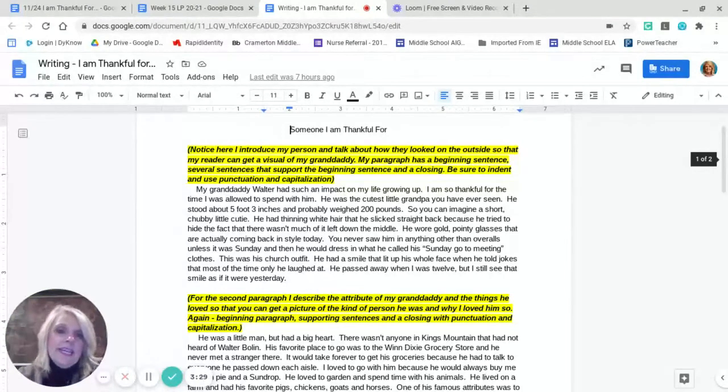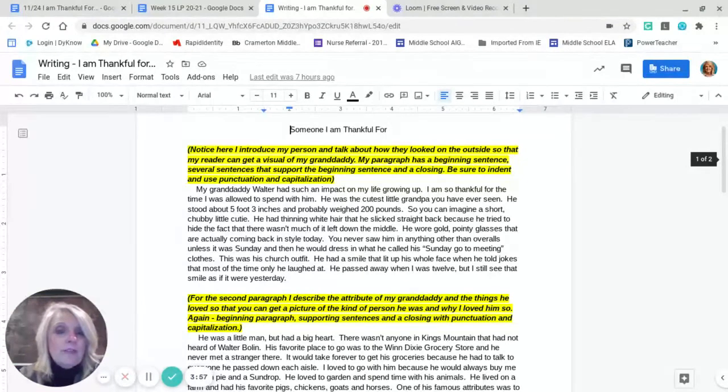All right, so here's what my first paragraph sounds like. And remember, the first paragraph, I am describing what my granddaddy looked like on the outside. My granddaddy, Walter, had such an impact on my life growing up. All right, so I've identified who I'm going to talk about, and my opening sentence is telling you the prompt, basically, of the passage. Now I'm going to support that with the next few sentences.